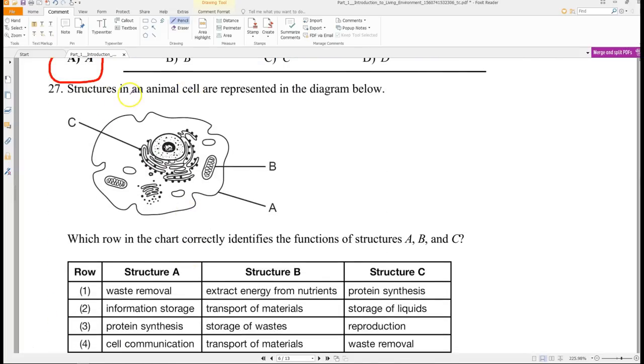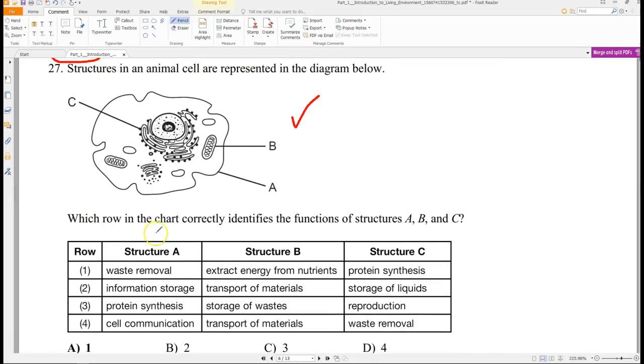Next, structures in an animal cell are represented in the diagram below. Which row in the chart correctly identifies the functions of structures A, B, and C? Well, before we even look at this graph, we have to take a look at the cell and what they're labeling. A is the cell membrane, B is the mitochondria, makes ATP energy, C is the ribosome. So let's see.